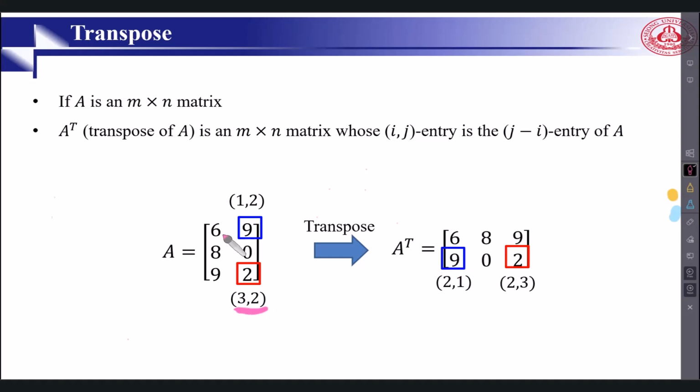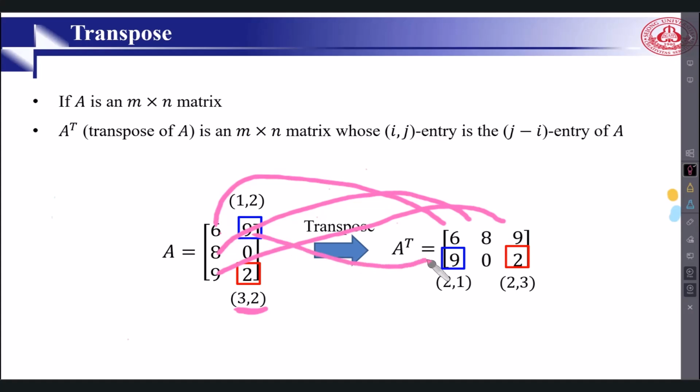It means you can see here 6 is here, 8 becomes the first row, and 9 becomes here. Then again 9 is here, 0 is here, and 2 is here. This is called transpose, matrix transpose. And you can see here A transpose, the transpose of matrix A, right? We flipped the rows and columns.